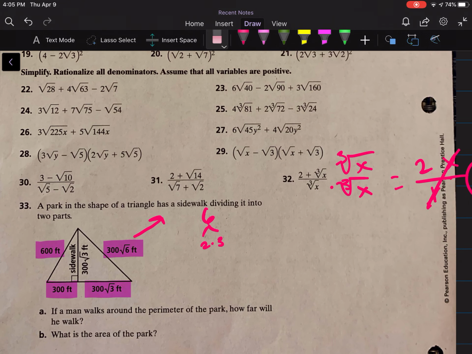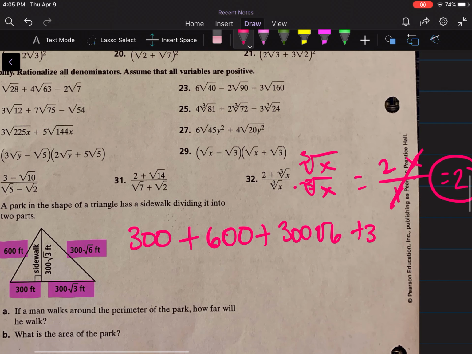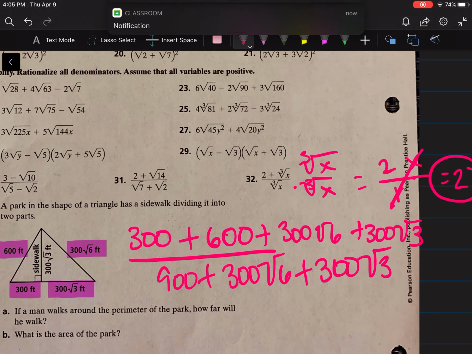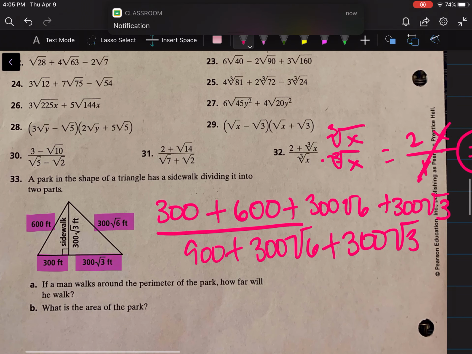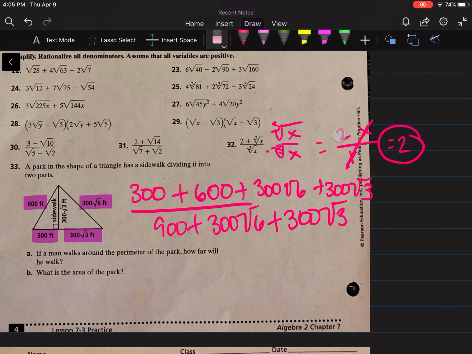So let's add our big numbers. We have 300 plus 600 plus 300 root 6 plus 300 root 3. So these two we can combine. That's 900 plus 300 root 6 plus 300 root 3. And you can, I guess, if he's wanting, do that in the calculator and give him like a decimal answer. I'm not really sure if he wants a decimal answer for these.